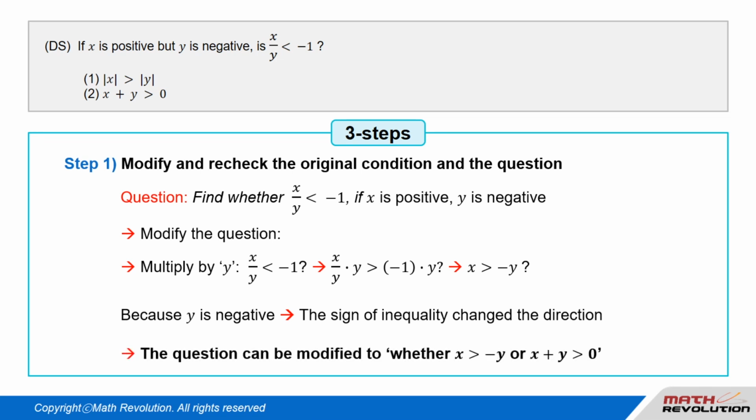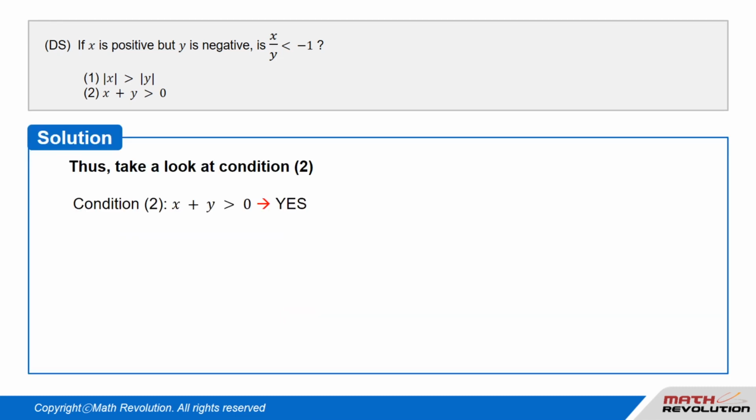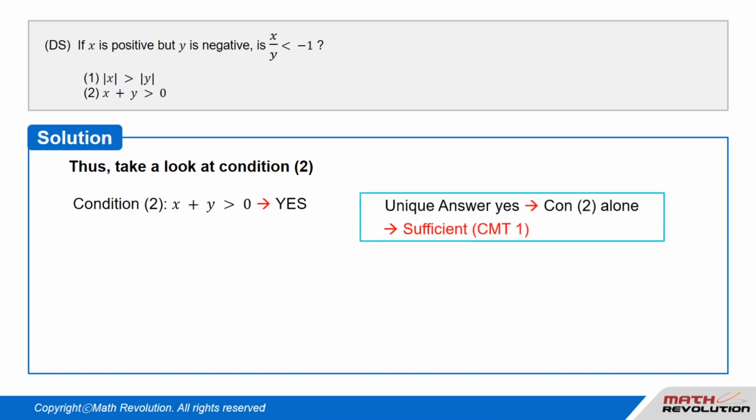The question, then, can be modified to whether x is greater than negative y, or whether x plus y is greater than 0. Thus, let's look at condition 2, which tells us that x plus y is greater than 0, which is what is required. The answer is unique, yes, so the condition is sufficient by CMT 1, which means that the answer must be in terms of a unique yes or no.